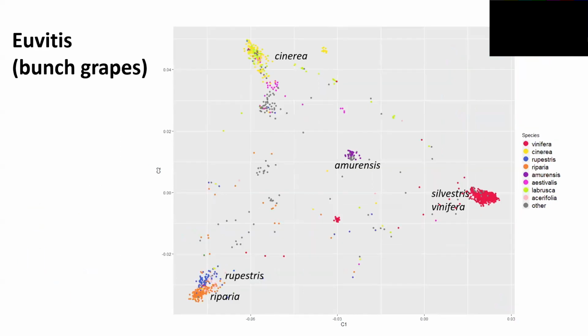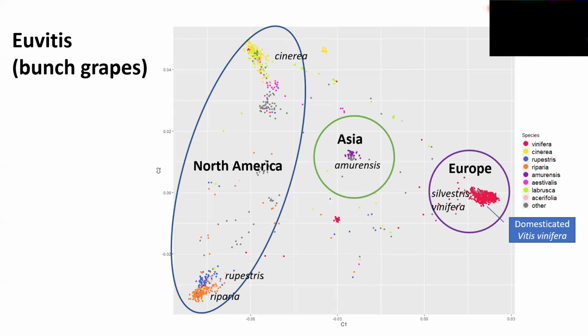If I zoom in on the Euvitis clade, or Euvitis subgenus, you will see that it forms distinct groups clustered geographically. On the left side, there are a couple of species like Cinerea, Rupestris, and Riparia. They're native to North America. In the middle is a species called Amurensis, which is native to Asia. On the right, you will see a white grape species called Sylvestris, and Sylvestris is the direct ancestor of Vitis vinifera. Vitis vinifera is the domesticated grape.